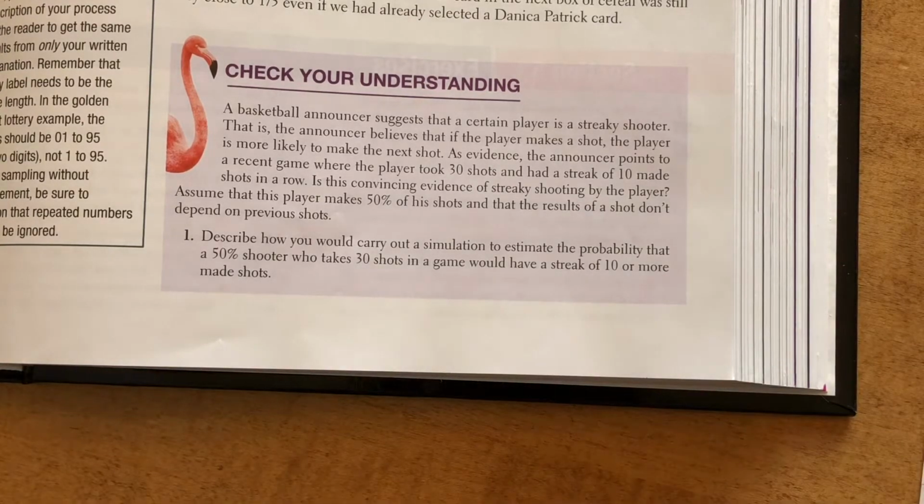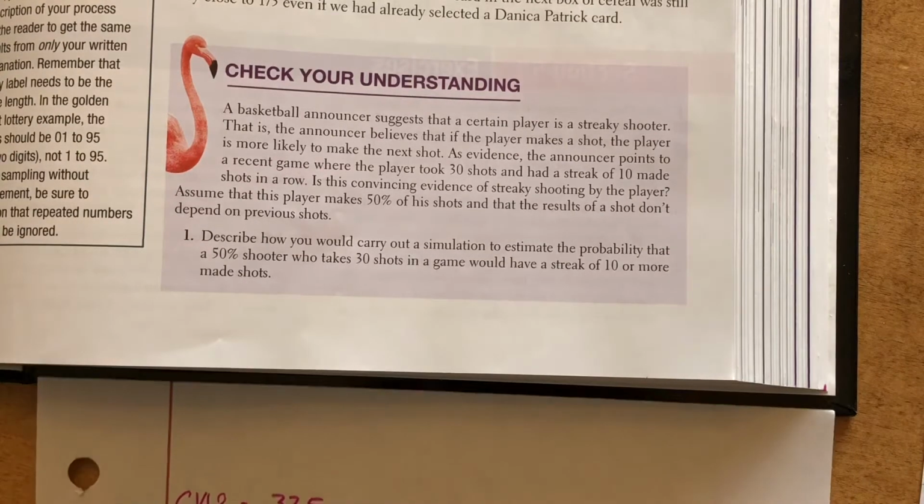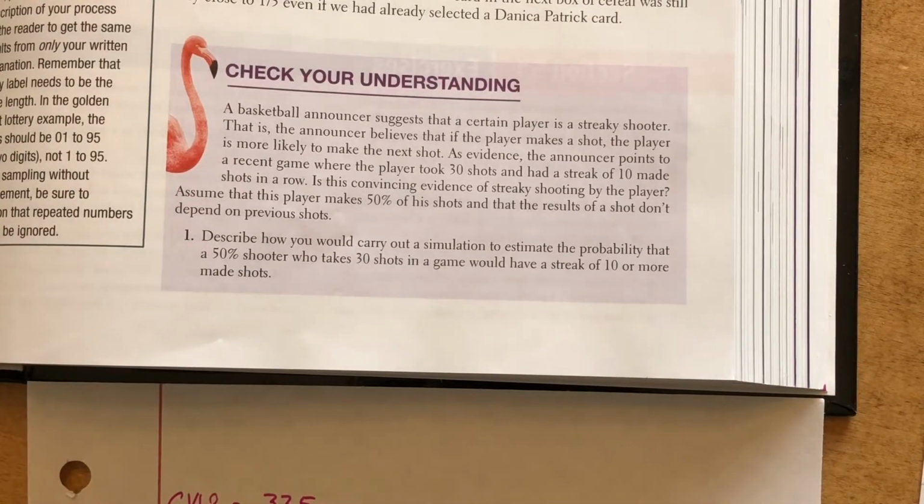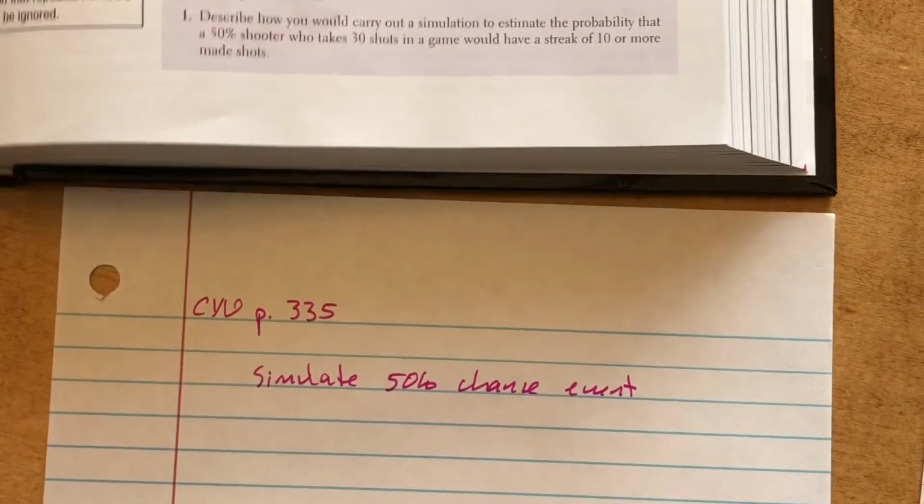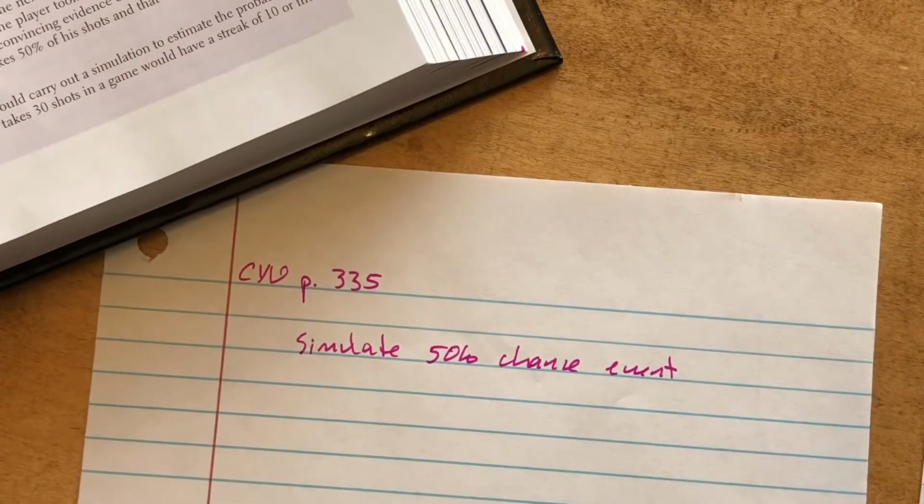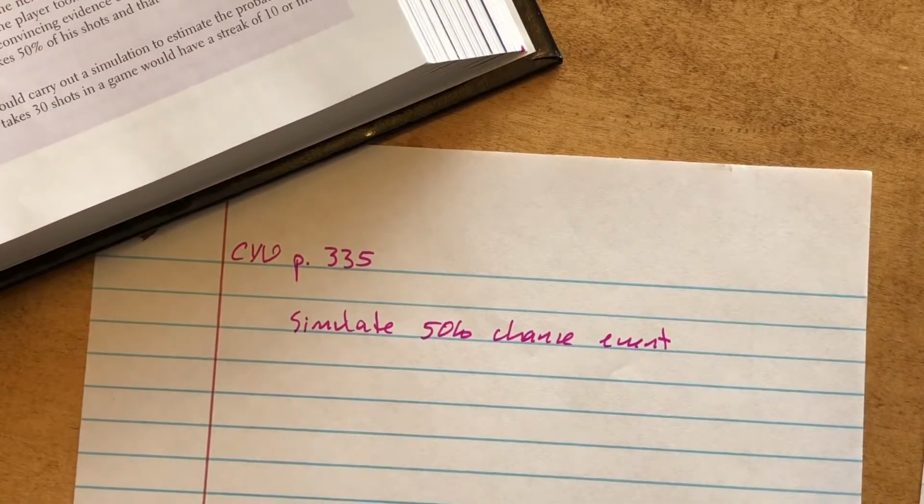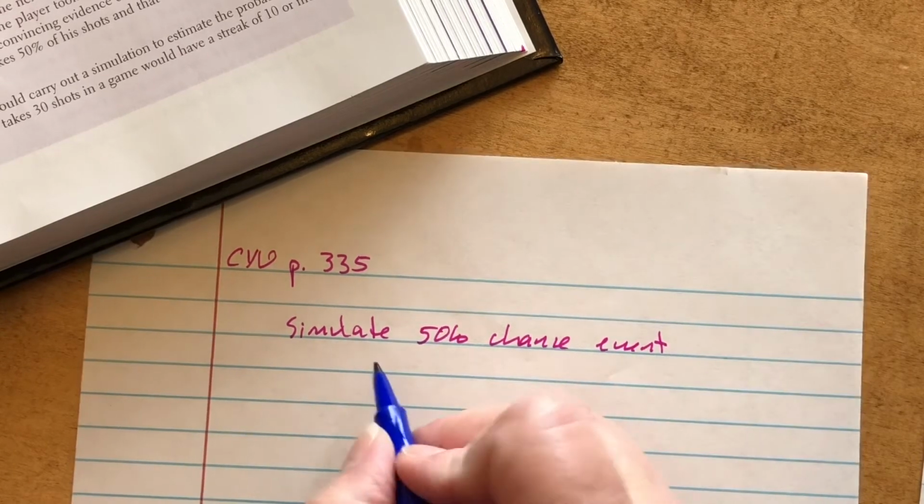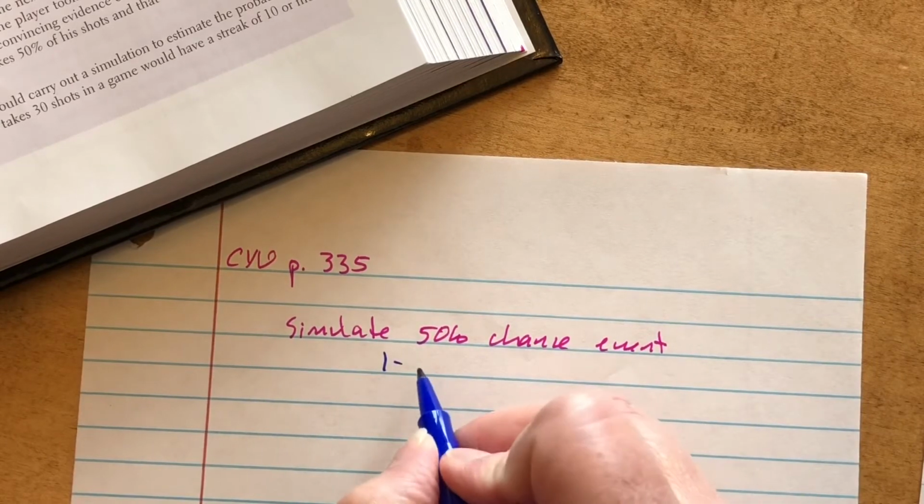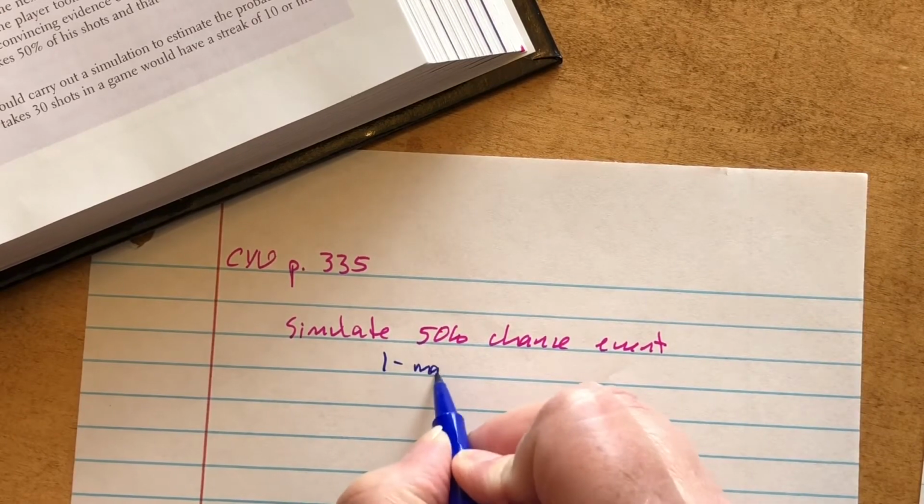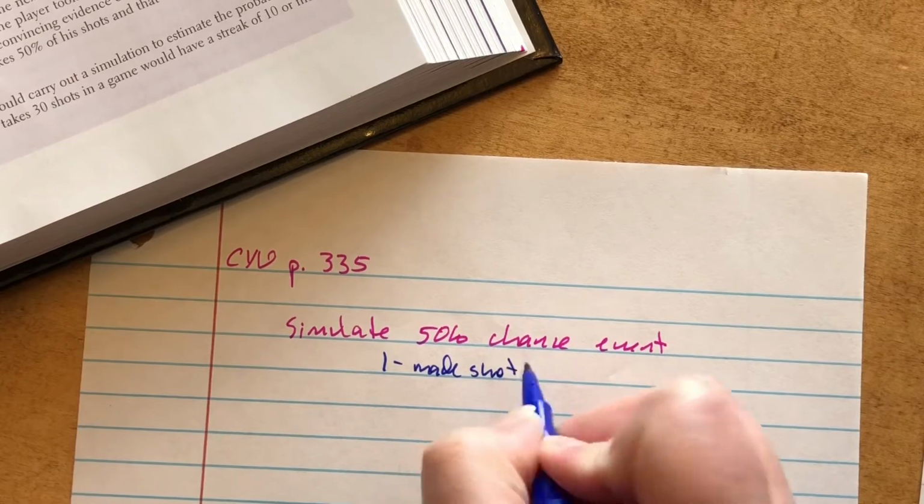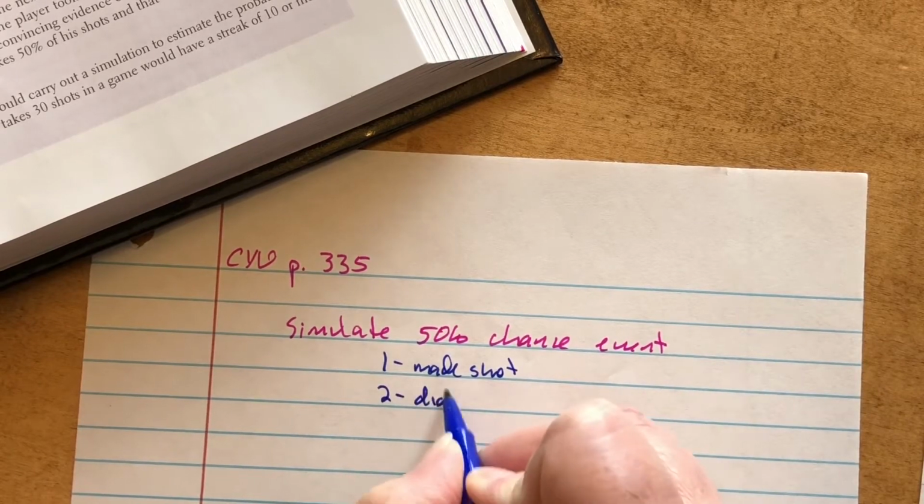All right, so what are we going to do here? We're going to simulate shooting a basketball, okay? So when we shoot the basketball, we're either going to make it or we're not going to make it, okay? So how can I simulate a 50% chance event? Well, 50% is just 1 out of 2. So I'm going to choose 2 numbers. 1 means they made the shot, and a 2 means they didn't make the shot.